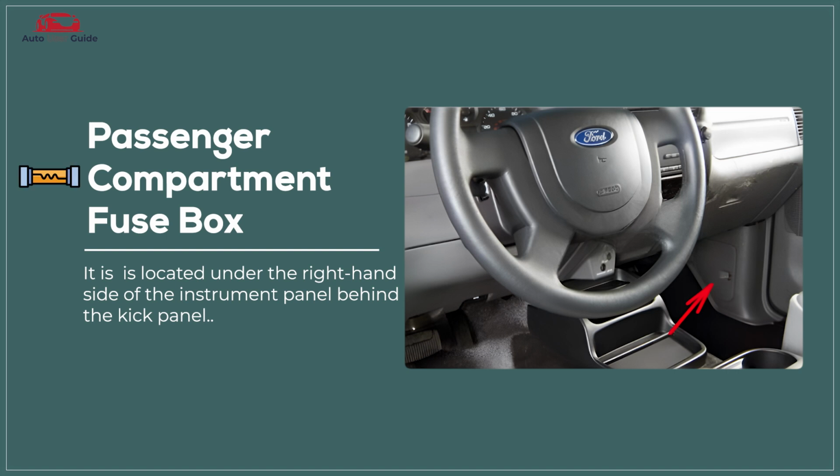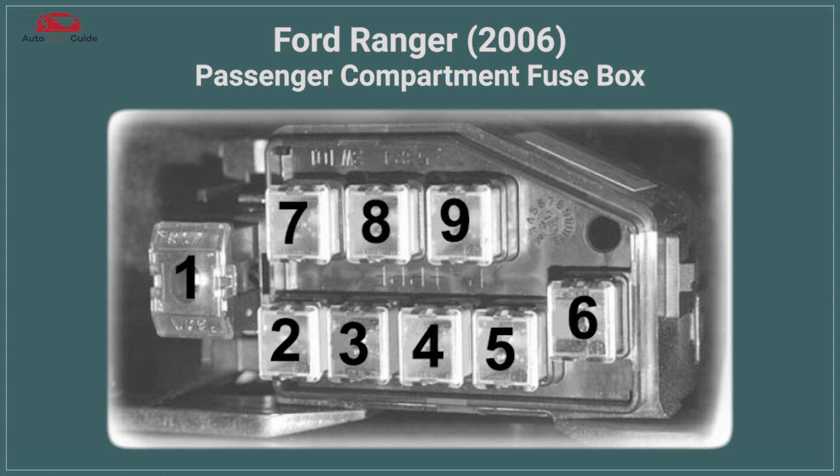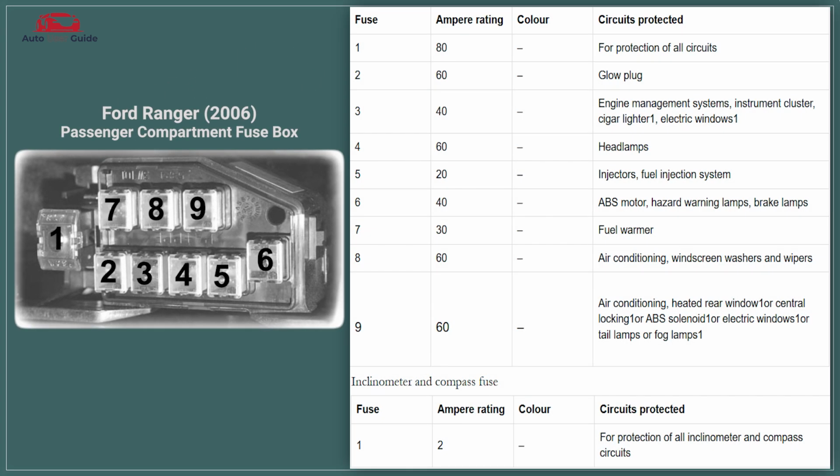Passenger compartment fuse box. The passenger compartment fuse box in a 2006 Ford Ranger protects and distributes power to interior electrical components like lights, radio, and power windows.